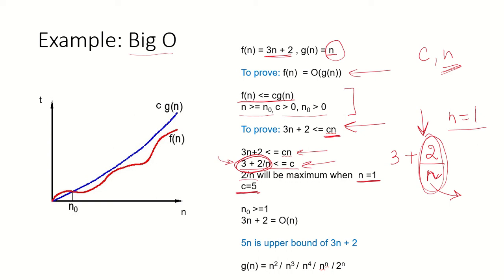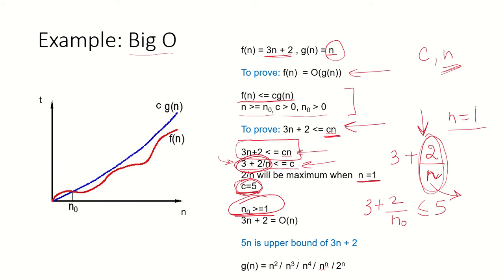The minimum value of c would be 5. It can be larger than that also. And for this value of c, n naught will be greater than or equal to 1. So if we solve this, 3 plus 2 by n naught is less than or equal to 5. So for all values of n naught greater than or equal to 1, this inequality would be satisfied.